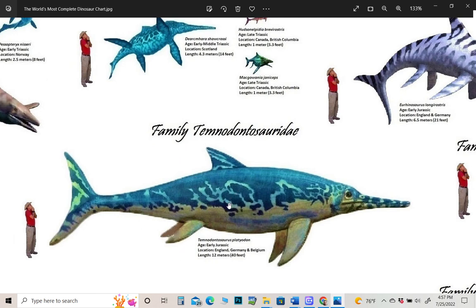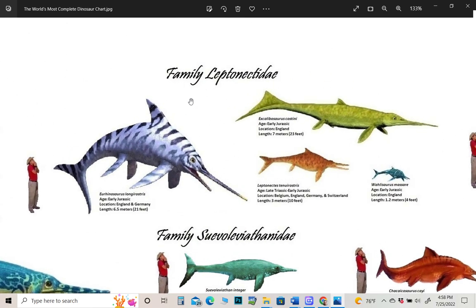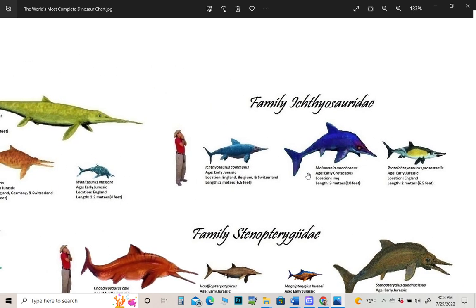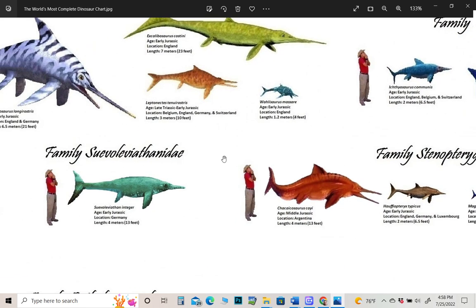Okay, and then we have Temnodontosaurus, which is an unusually large ichthyosaur, but nowhere near as large as the Shastasaurus, which we'll see later. Now, the leptonectids are very unusual. These are kind of the swordfish equivalent of ichthyosaur, or ichthyosaur equivalent of swordfishes, as you can see. Eurhinosaurus, Excalibosaurus, which is another example of convergent evolution. Leptonectes, Wahlisaurus, and then the Ichthyosaurus proper, Ichthyosaurus, Malawania, Protoichthyosaurus. And this was the first ichthyosaur discovered, actually.